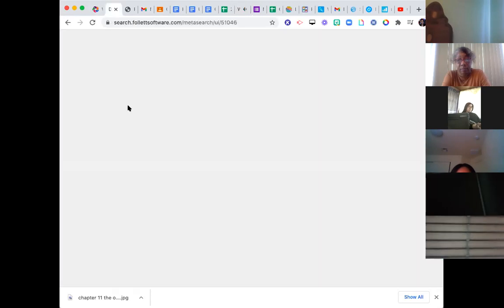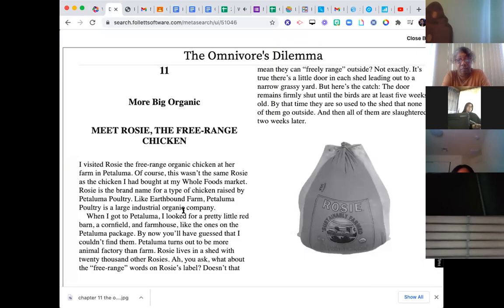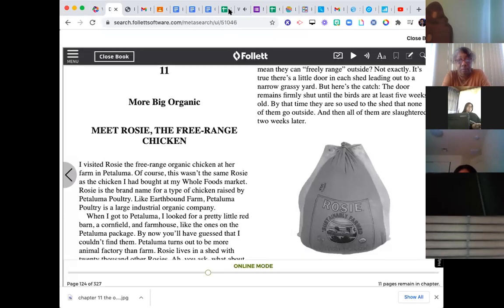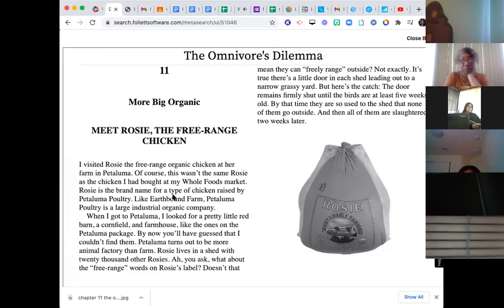Meet Rosie, the free-range chicken. I visited Rosie, the free-range organic chicken, at her farm in Petaluma. Of course, this wasn't the same Rosie as the chicken I'd bought at my Whole Foods market. Rosie is the brand name for a type of chicken raised in Petaluma Poultry. Like Earthbound Farm, Petaluma Poultry is a large industrial organic company. When I got to Petaluma, I looked for a pretty little red barn, a cornfield, and a farmhouse, like the ones on the Petaluma package. But by now you'll have guessed that I couldn't find them. Petaluma turns out to be more animal factory than farm.